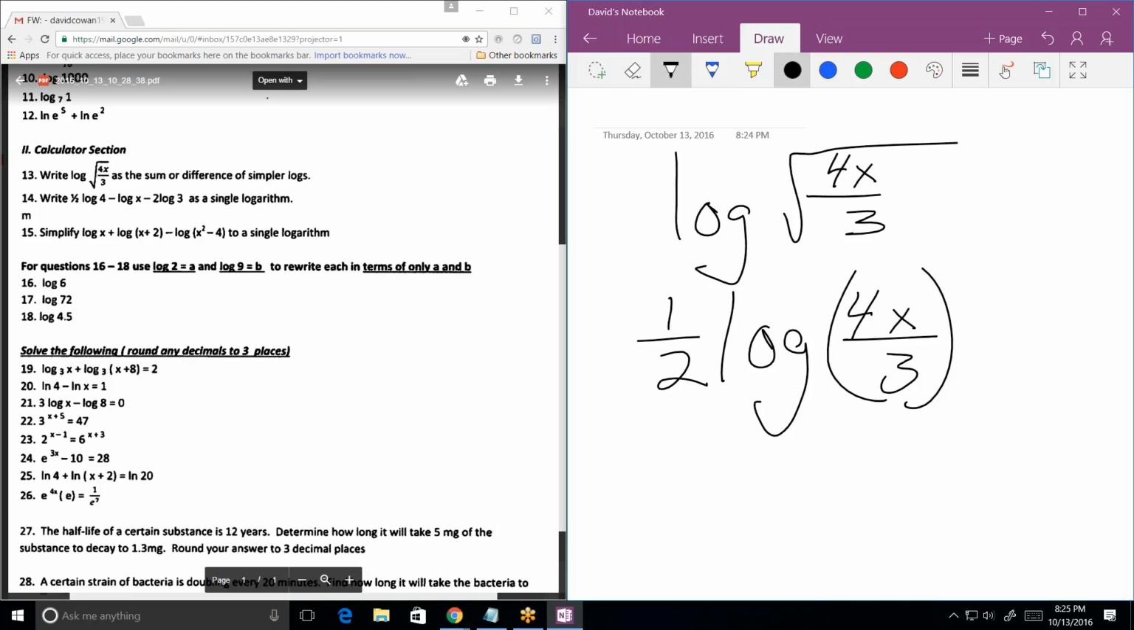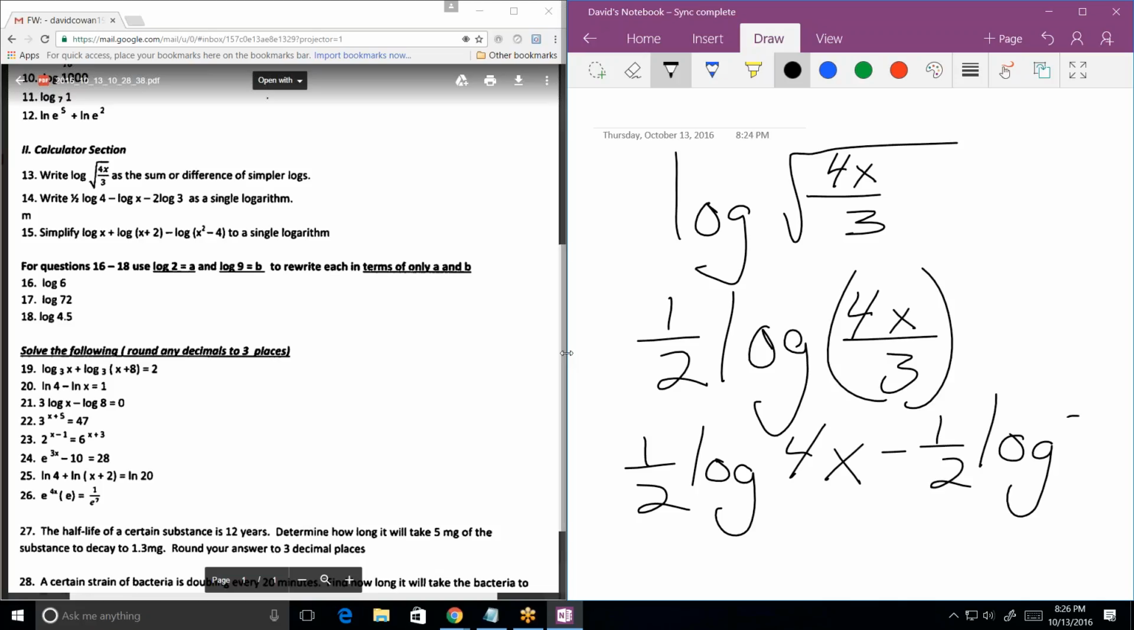Now, what about all the stuff inside the parentheses? Would it be 1/2 log 4x minus 1/2 log 3? Yeah, exactly. And you could even expand it a little further. I'm not sure if there's any point to it. Write it as the sum or difference of simpler logs.